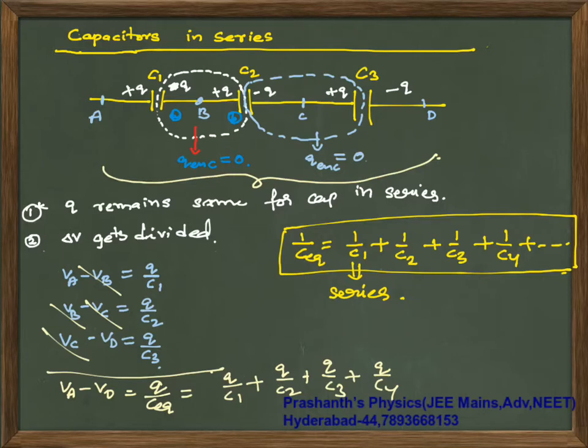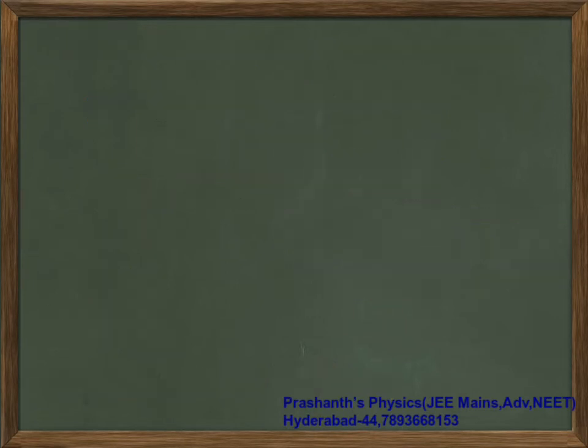In resistors, if they are in series, R equivalent is R1 plus R2 plus R3, and in parallel, 1 by R equivalent is 1 by R1 plus 1 by R2. But here for capacitors it is exactly opposite. So remember that box thing. Whatever happens, your Q enclosed is supposed to be 0. That is why capacitors connected in series will have the same charge. Okay, right? Next, I am moving ahead.